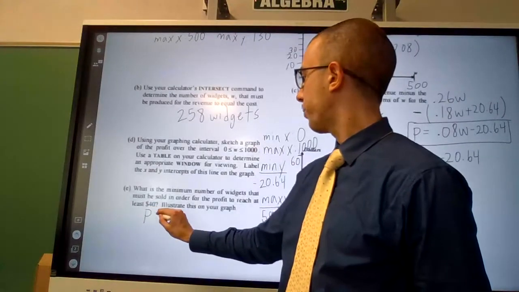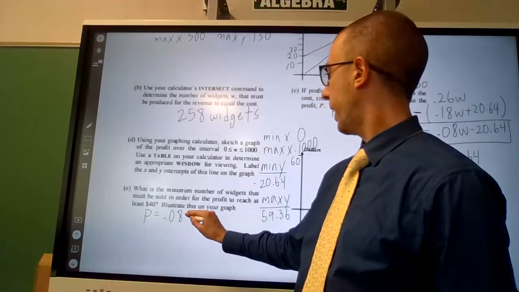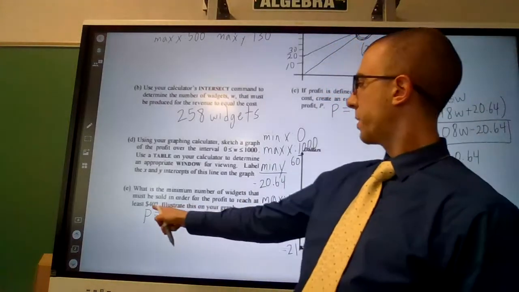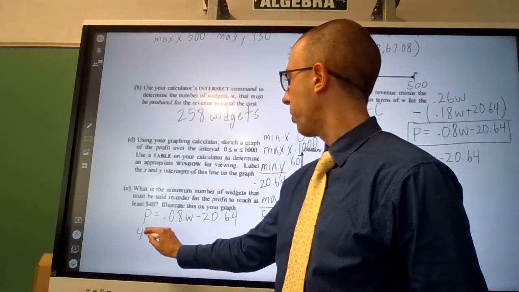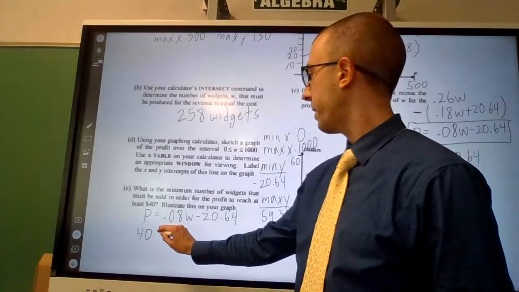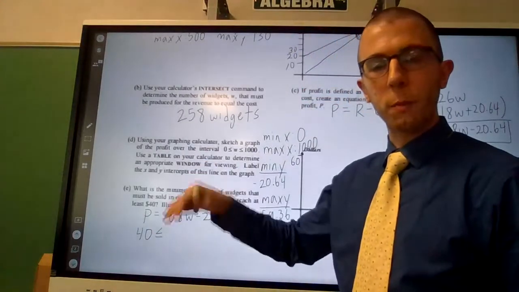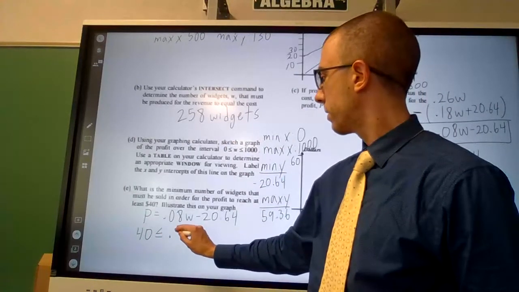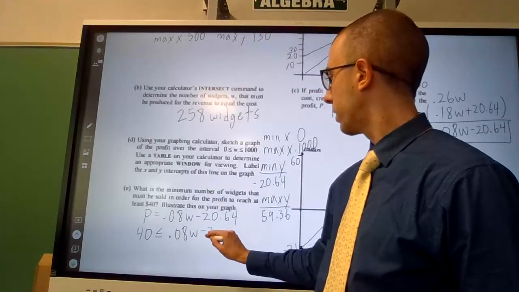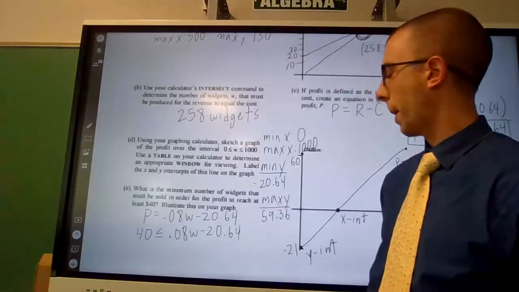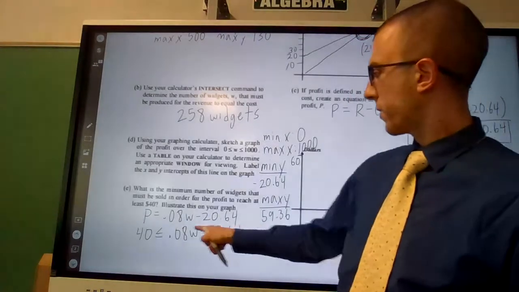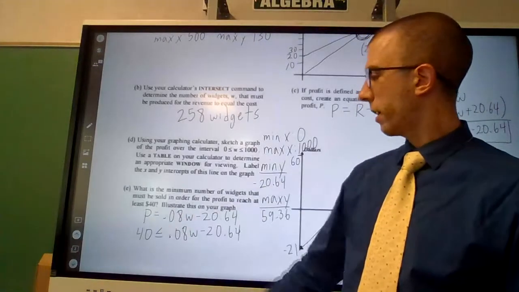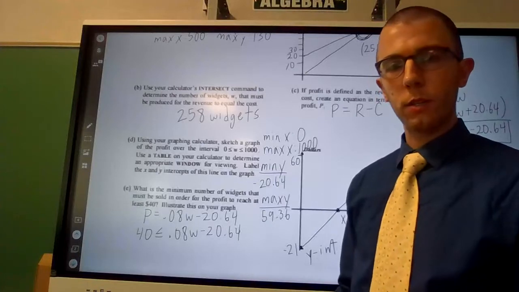So let's see, we're working with this profit function, P equals 0.08 W minus 20.64. But I want my profit to be at least $40, so I'll substitute in 40 for P, and that needs to be the lowest amount. We want our profit to be more than that. So $40 is less than or equal to 0.08 W minus 20.64. And now I can solve this inequality just like I would solve an equation to figure out how many widgets would give us at least $40.